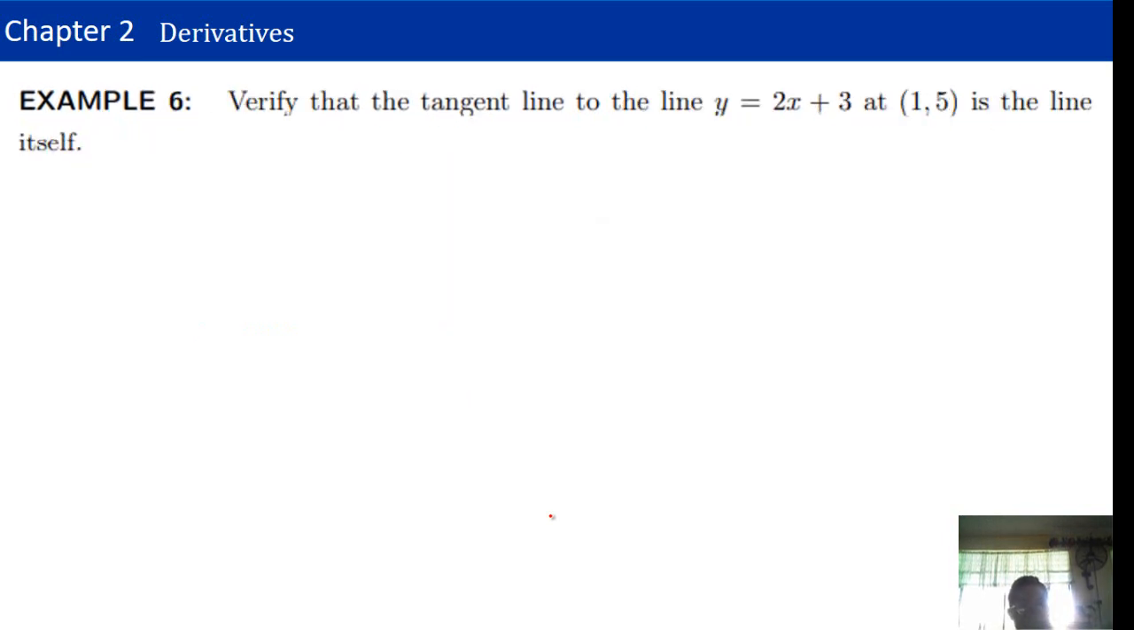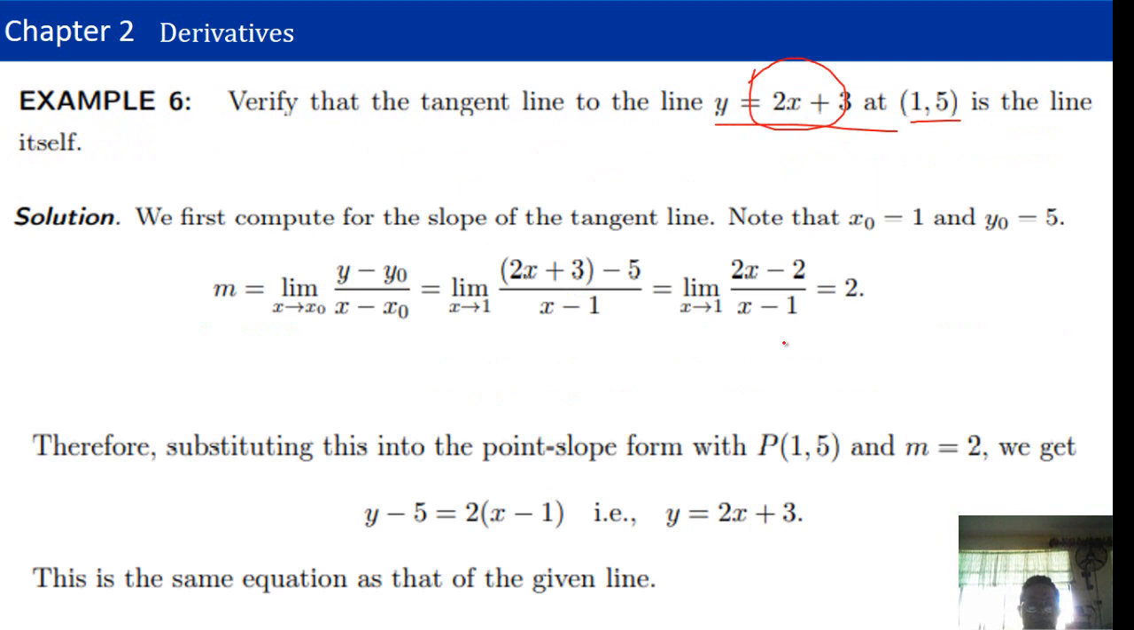Example 6, you have to verify that the tangent line to the line y equals 2x plus 3 at 1, 5 is the tangent line. So, halapin natin. We know that the slope of this is 2. So, automatic, we have the slope of 2 and we have the y minus 5, that is y minus y sub o, equals m, which is the slope 2, times x minus x sub o, we've got y equals 2x plus 3.